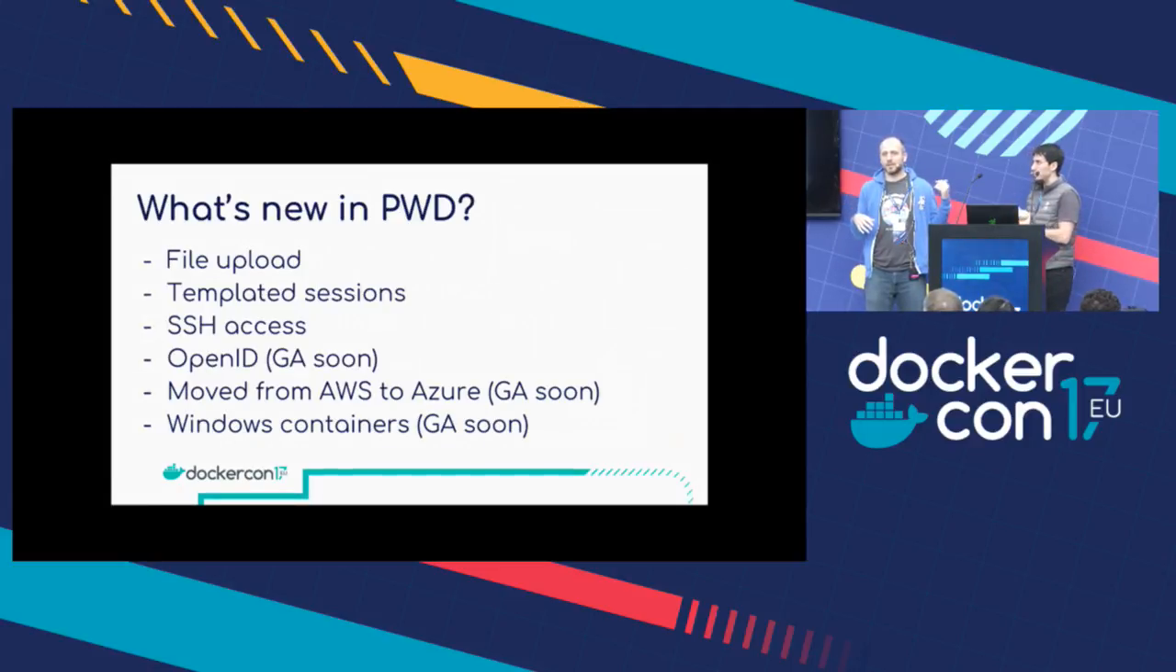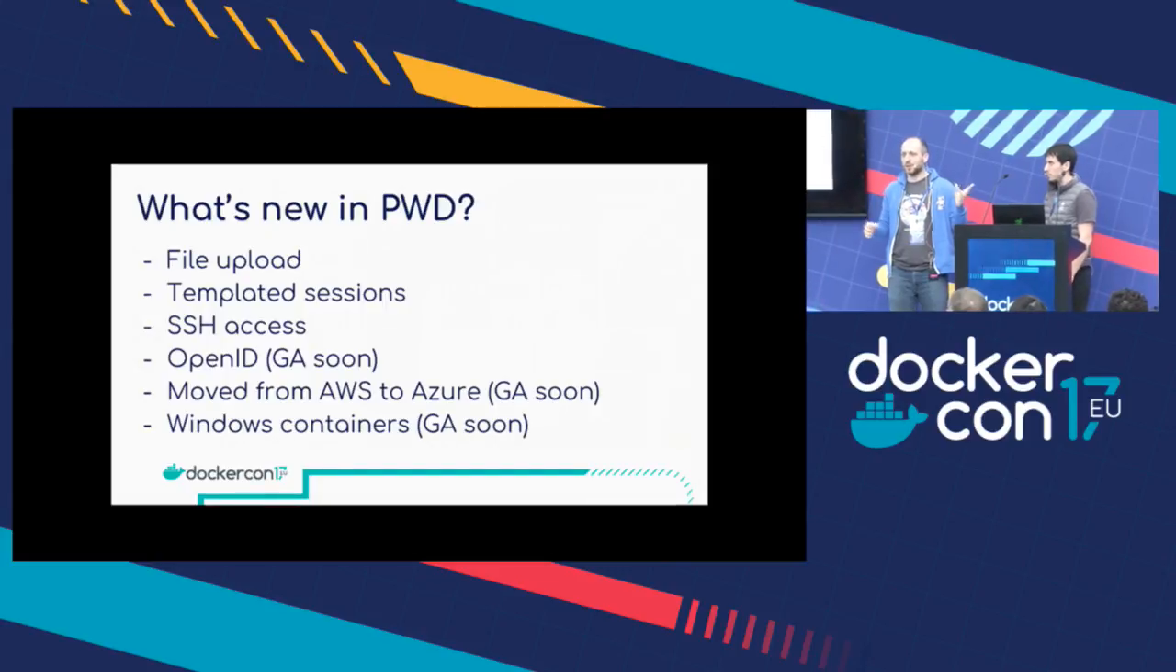We talked about it last time, but we wanted to implement templated sessions. You get a new session and you want a full-blown five-node swarm with containers already running and everything. This is implemented already, and we'll show it to you. Some of you said the browser is really nice, but you want to use your own terminal. So we made it so you can access through SSH. It feels almost like you are running on a real VM, but it's actually a Docker in Docker container.